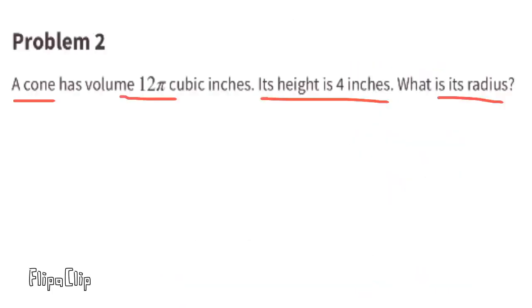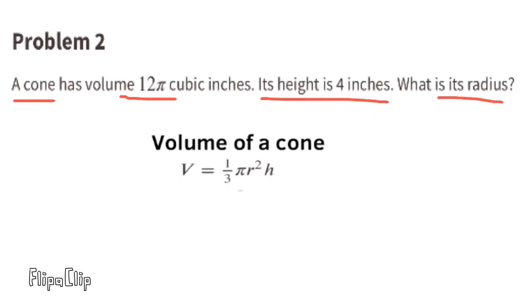Problem number 2. A cone has volume 12 times pi cubic inches. Its height is 4 inches. What is its radius? The formula for the volume of a cone is 1/3 times pi r squared times h. The information tells us that the volume is 12 times pi cubic inches. It also tells us that the height is 4 inches, so we can substitute the h with a 4, just like we substituted the V with the 12 times pi.